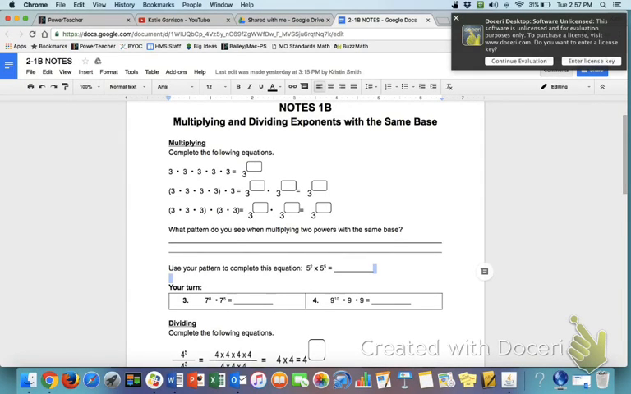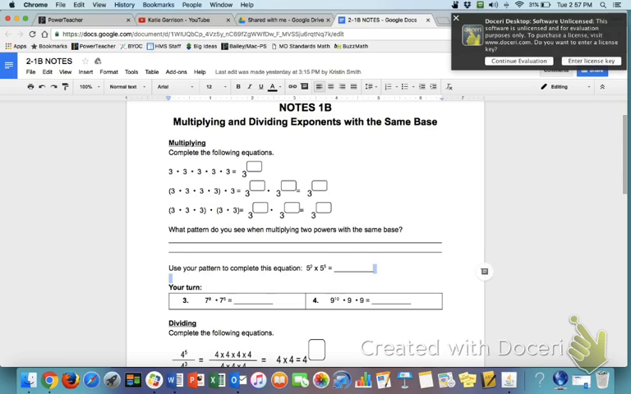Okay, we are ready for notes 1B, which is multiplying and dividing exponents with the same base. What we're going to do for these first three is use properties of exponents to write an equivalent expression. Equivalent just means the same thing as.